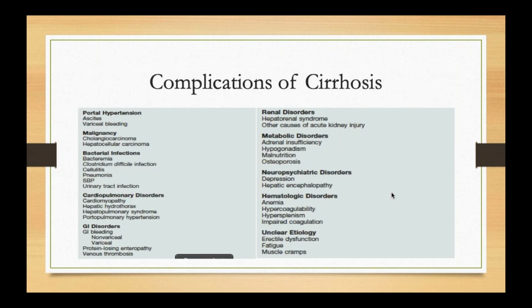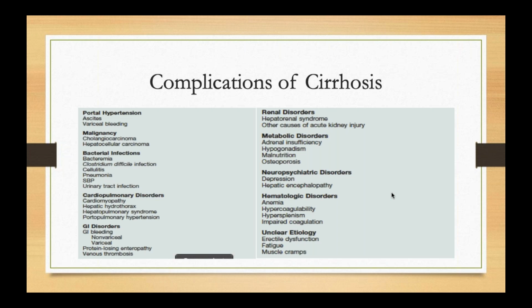Now, what are the complications of cirrhosis? The first complication, of course, is portal hypertension, which we see most commonly. It manifests as ascites and variceal bleeding. Then there can be malignancies in the late stage, like hepatocellular carcinoma first, and then sometimes cholangiocarcinoma or a mixed type of hepatocellular and cholangiocarcinoma.